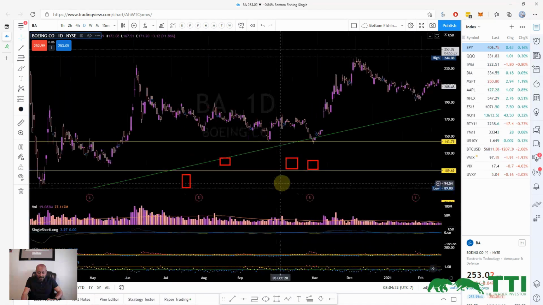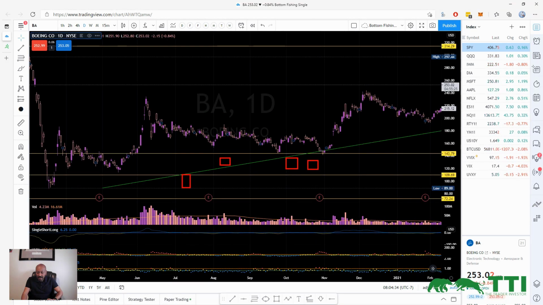from the pullback. I look for that temporary break of structure that shows me we have a pullback. We terminate that pullback when we start making higher lows and higher highs. So equal lows here. As soon as I break these highs, I'm okay to enter here as well. So this is how I view it. This is how I prepare the trade.